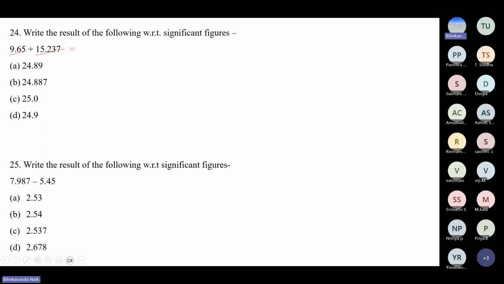Can anyone tell me in question number 24 what will be the answer? Anyone? 24.9. Once again. 24.9. Sir, option D. Okay, any other answer?